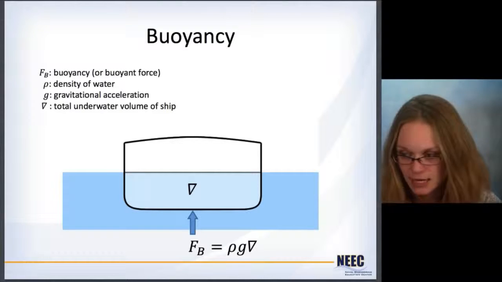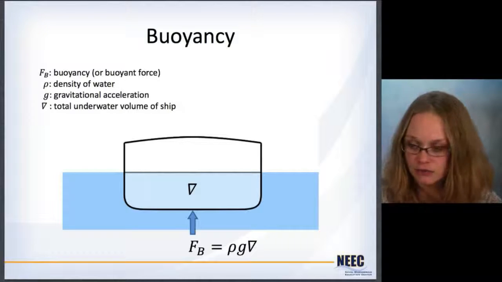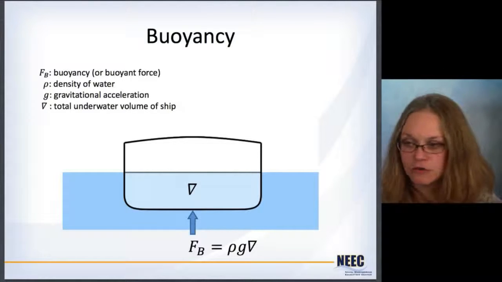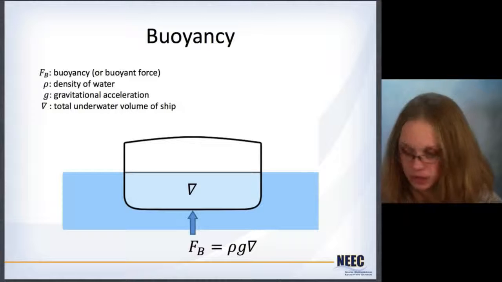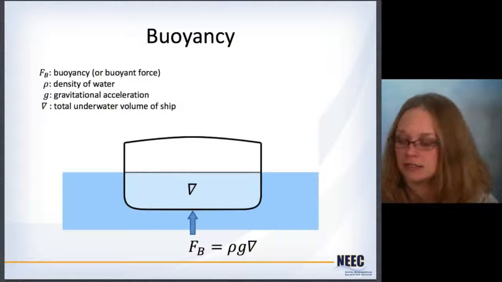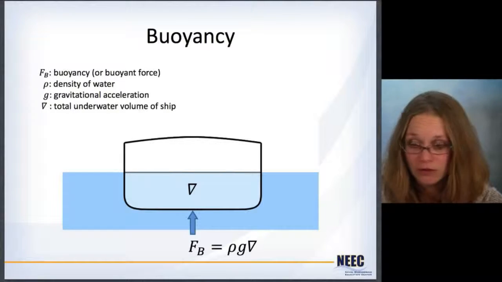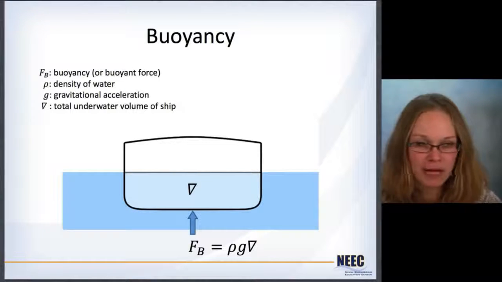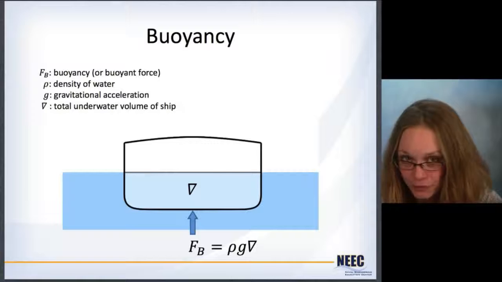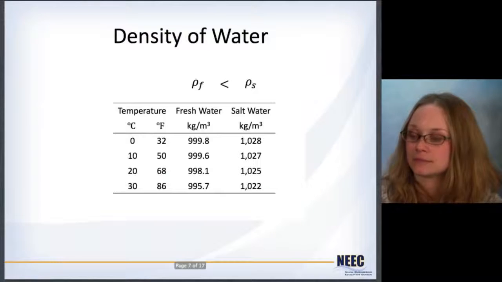For a ship, it's the same thing, right? This is a cross-section of a ship. The ship has a given underwater volume, again represented by this triangle, this naval symbol here. The total buoyant force is just going to be equal to the density of the water it's in times gravity times the underwater volume. No matter how complicated the ship or the hull is, if you can get the volume, you know the total buoyant force here.